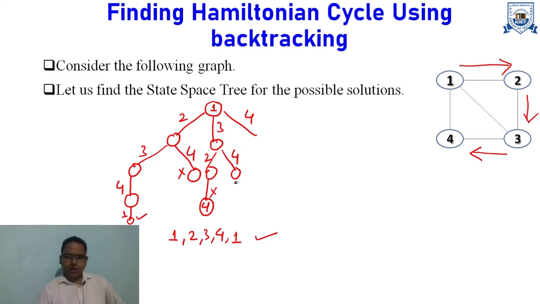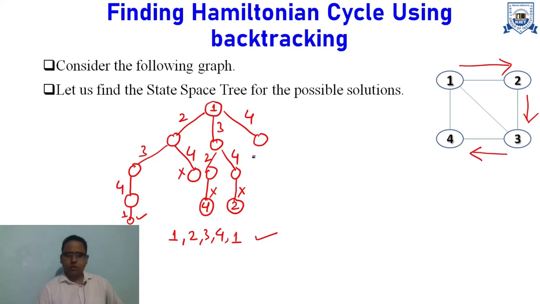Again, we are at 4: node 1, node 3, node 4. The only solution left is 2. Let's check whether a 4 to 2 path is there. No, there is no path, so this is a bounding condition. Just neglect this path and backtrack again. So traversing from 2 is done, and traversing from 3 is done. Let's traverse from 4. Suppose we are traversing from 1 to 4.